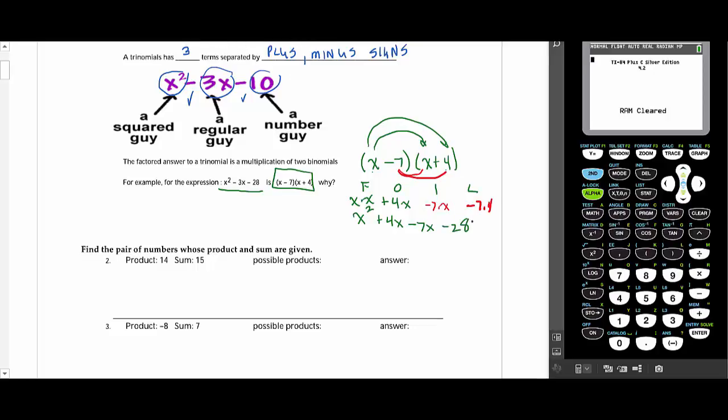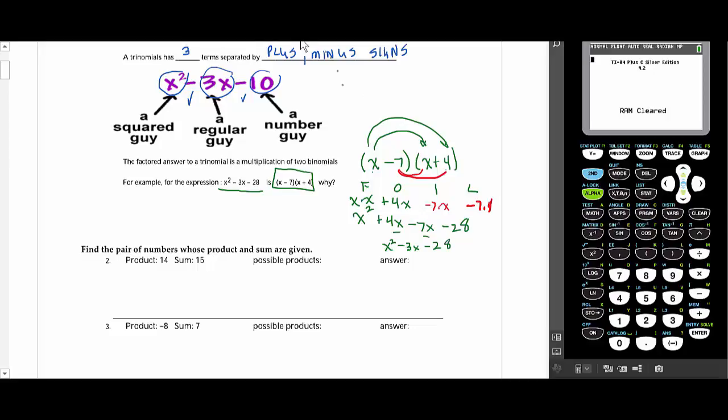Okay, does that look familiar and reasonable to everybody? It's very important you know how to do this in this class. Now, how about these like terms? Are those like terms? So put them together. 4 minus 7 is negative 3. So you would have x squared minus 3x minus 28.